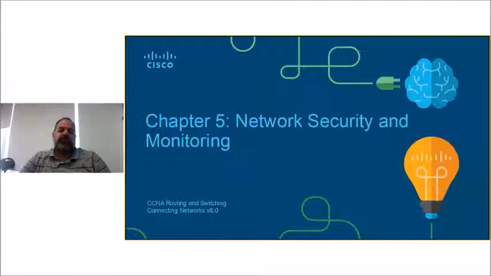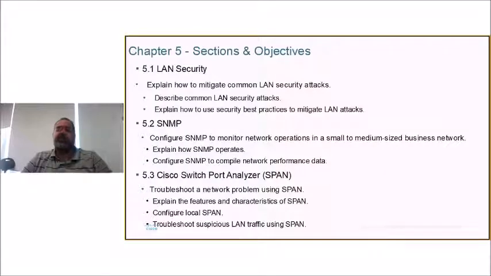So anyway, Chapter 5 is network security and monitoring. Now, there's actually not a lot of new actual configuration stuff in this chapter. It just goes over best practices and considering security, and also a bit of monitoring, which we haven't done a great deal of. We're going to look at LAN security, talk about common attacks and how we can mitigate most of those. We'll also look at SNMP, Simple Network Management Protocol, and how that operates. We'll look at the port analyzer, which we normally use as span ports.